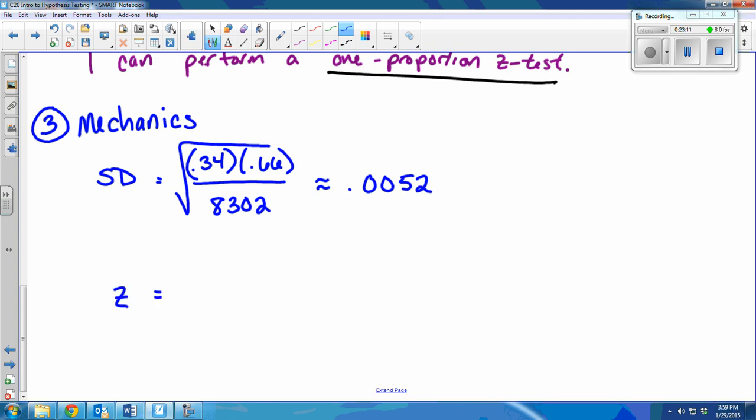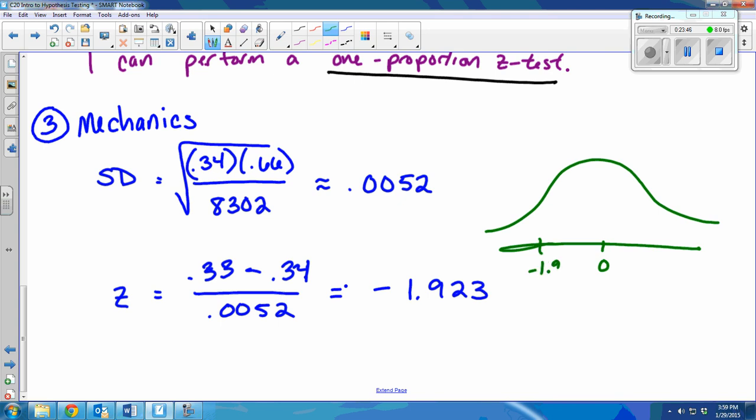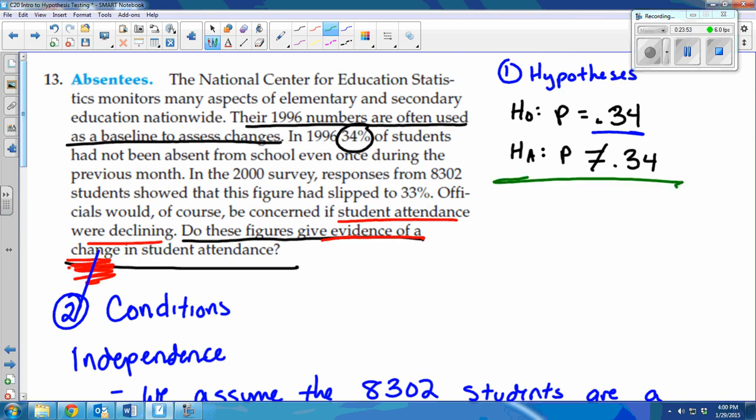Did we find a z-score? We found z-scores in chapter 6. Of our parameter, so this is the one time we use p-hat. Right, so 0.33 minus 0.34 divided by 0.0052. And we get negative 1.923. So think about a normal model. Right, this is zero, negative 1.923 is almost two standard deviations below the mean. Now look at our alternative hypothesis. It says no change, or sorry, there could be change on either side.